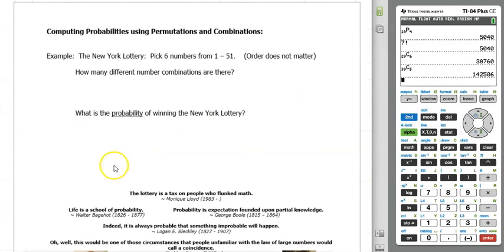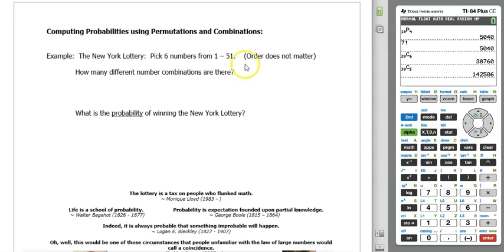But I want to look finally at a probability question having to do with permutations and combinations. This is saying that the New York lottery is going to be framed like this. You can pick 6 numbers from the numbers 1 through 51. And of course, the numbers cannot repeat. When they're drawing the numbers, there's no replacement.